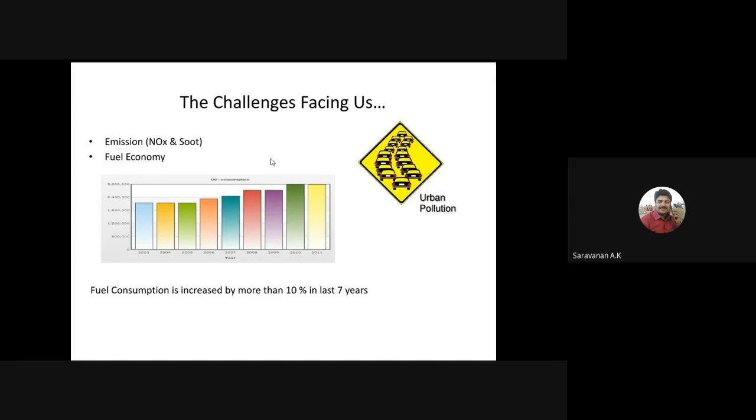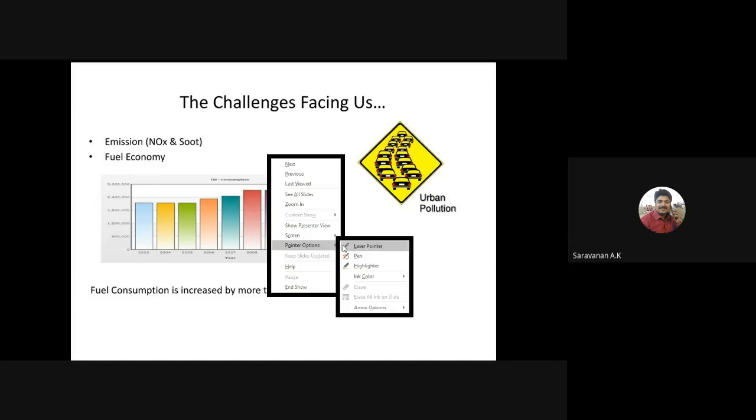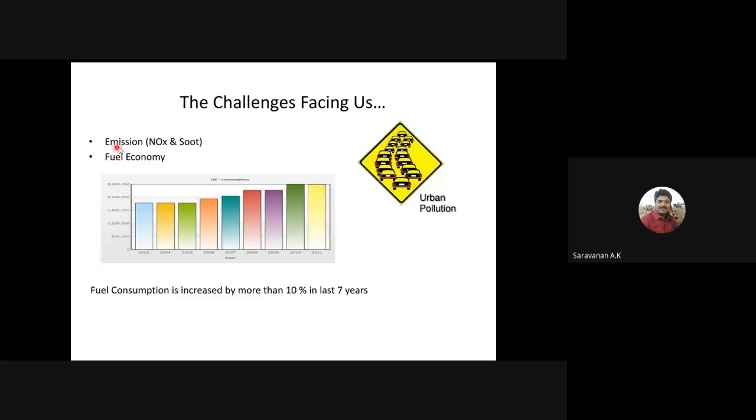So here you can see the engine emission. Due to the increasing emissions of greenhouse gases from automobile engines, it is required to develop clean technologies in automobiles. That's the first one. Then the second one.